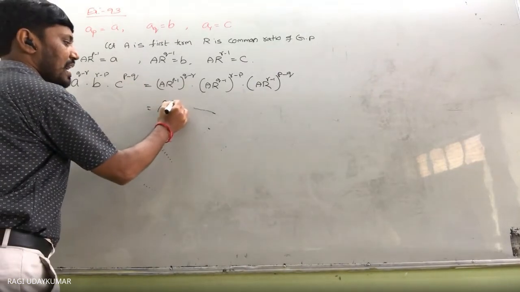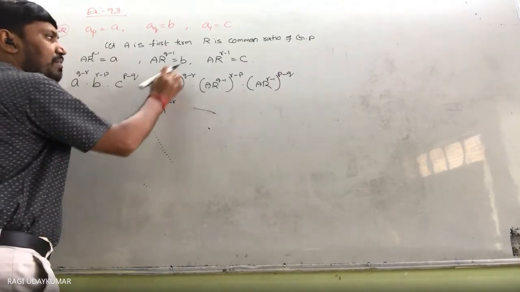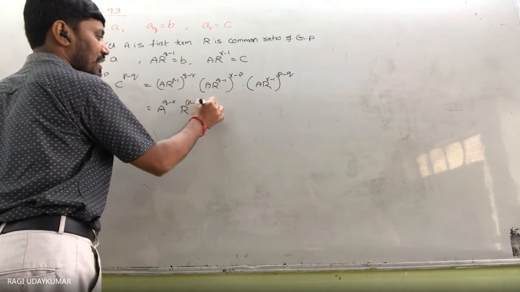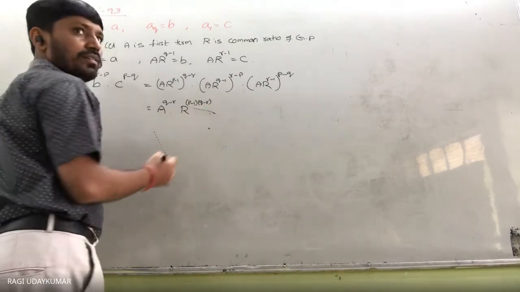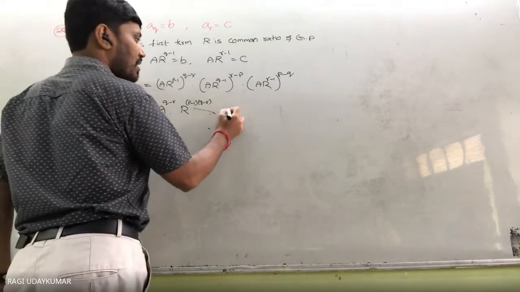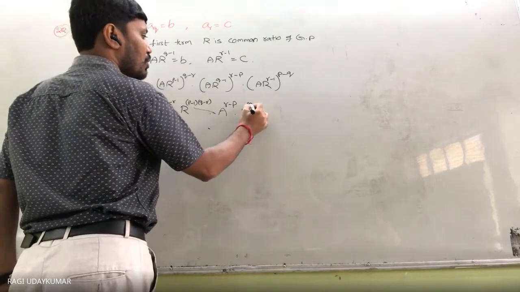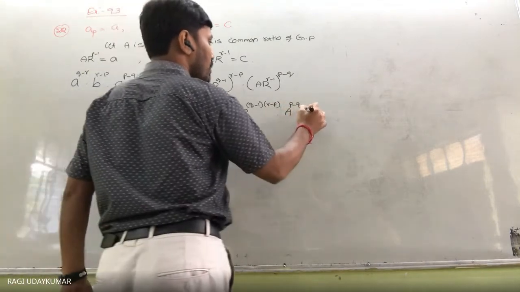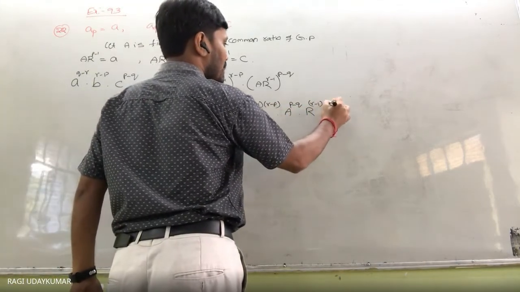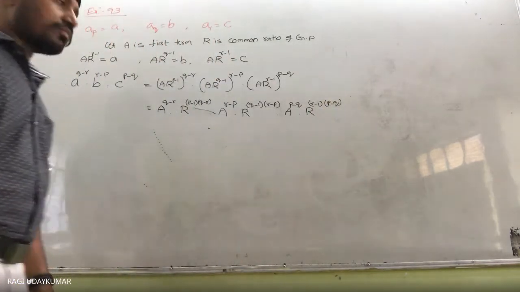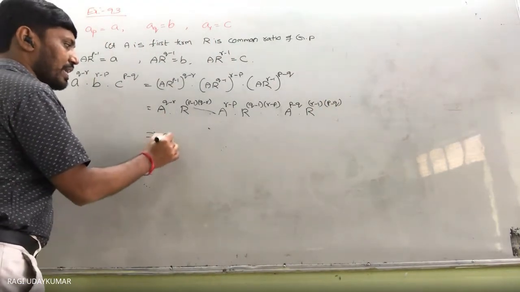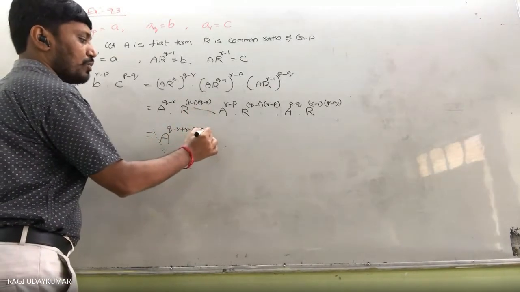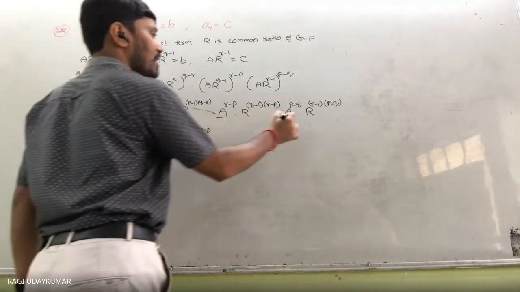A power q minus r, power p minus 1 into q minus r. And A power r minus p into R power q minus 1 into r minus p. Next, A power p minus q into R power r minus 1 into p minus q. Now write all the A powers together: A power q minus r plus r minus p plus p minus q. This one, and this one.